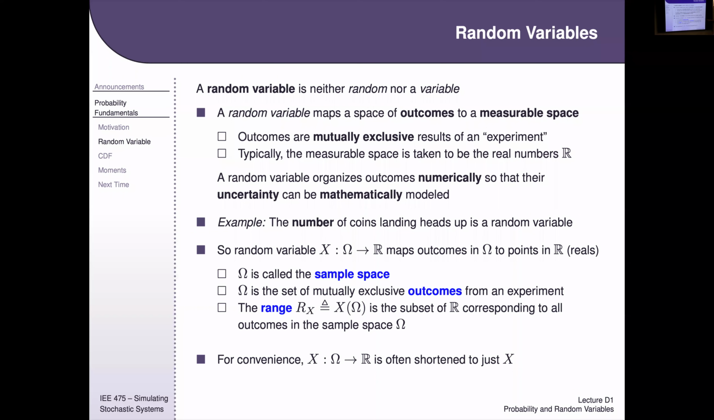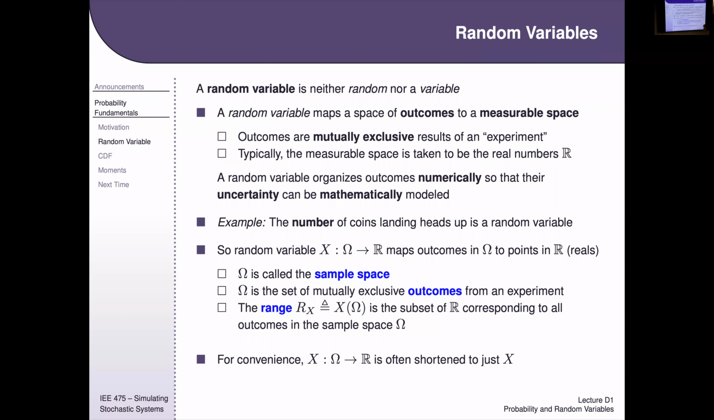And so for the random variable here, we're going to refer to those outcomes, all of them together, as the sample space, sometimes with an omega. And if you take all of the outcomes in the sample space and look at all of the numbers that they map to, that set of numbers that they map to, we're going to call the range.